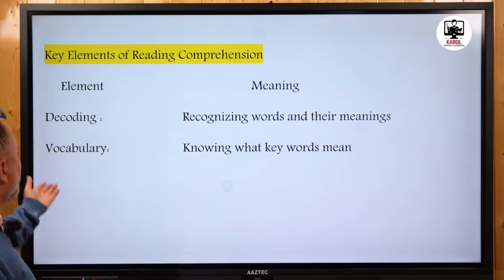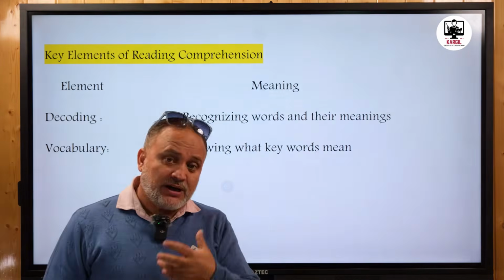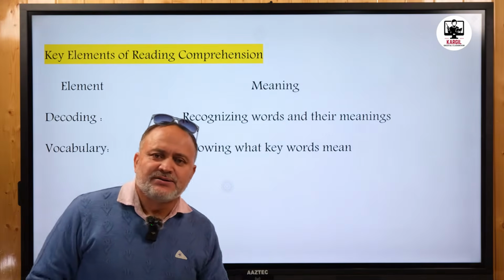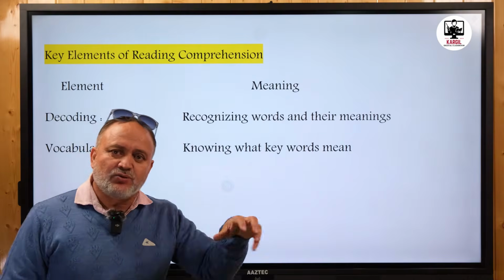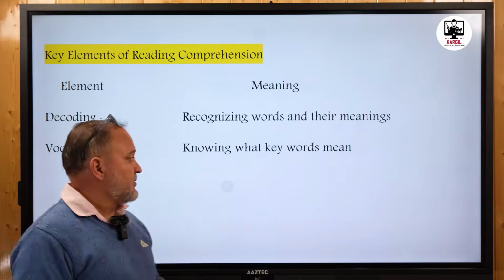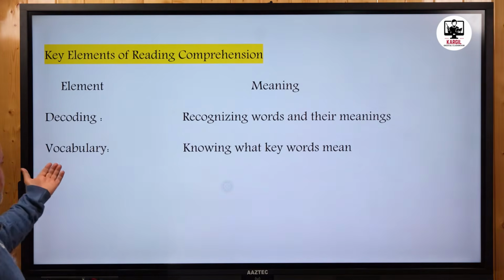Second thing, vocabulary: knowing what keywords mean. I'll give an example. A particular word in a particular context can have different meanings. So you must know what that word means in that very context. This is the second important element of reading comprehension, that is vocabulary.